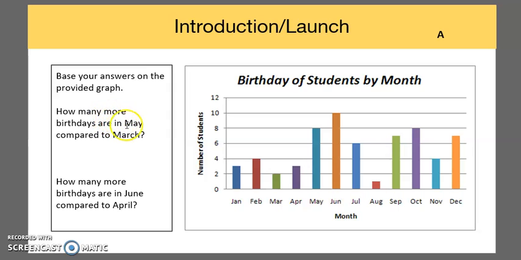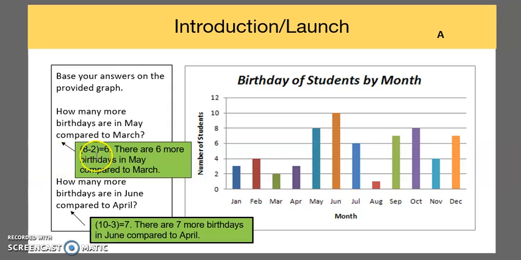So, let's locate where May is, where March is, and from here, collect those 2 numbers. And since it says how many more, we want them to subtract those 2 numbers to get our answer. And we want them to write a complete sentence. Same thing for the second question here. So the next slide is going to go over how to work through and write a reasonable response.